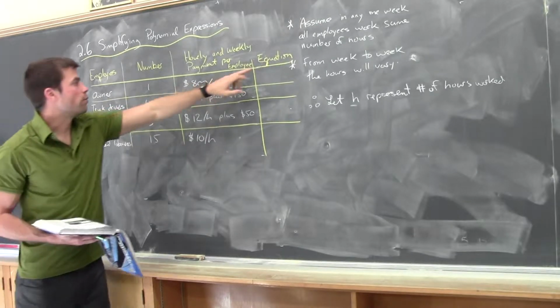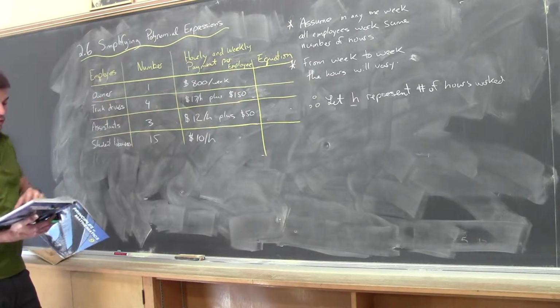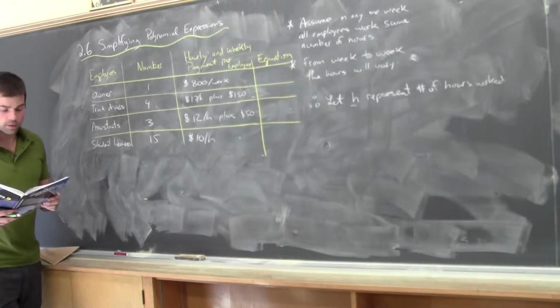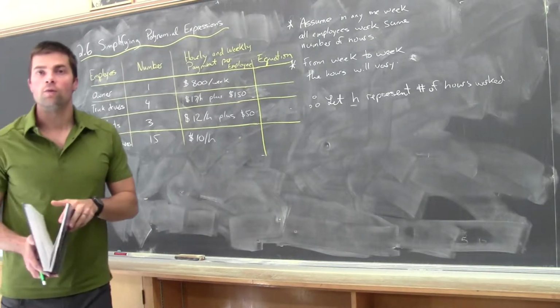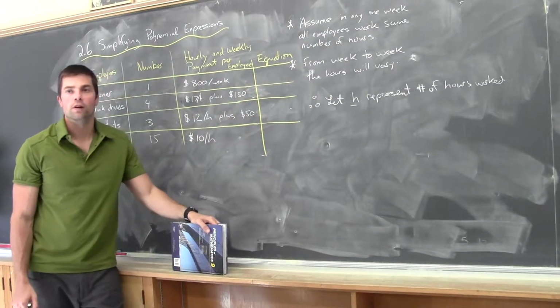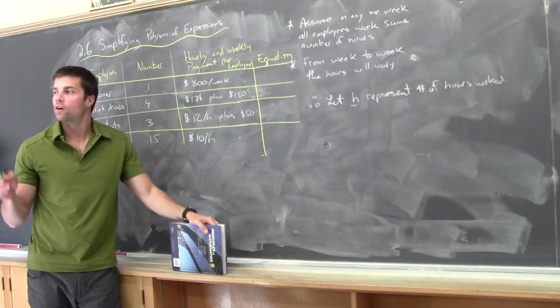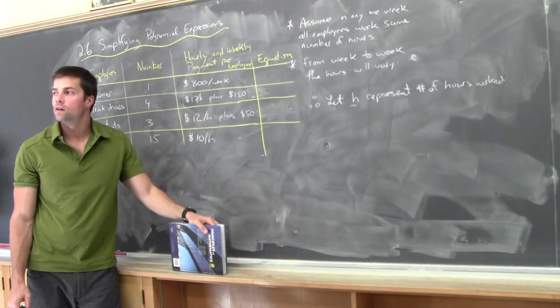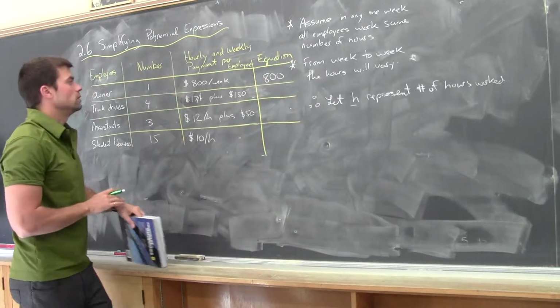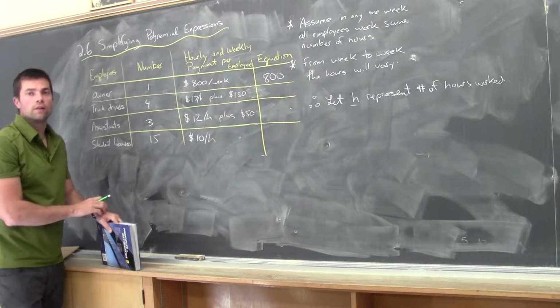So if I want to create an equation just for the owner, he makes $800 a week. And it doesn't matter how many hours he works. What do you think the number I would put in here? It's not variable, right? It's just 800. There's nothing that changes, okay? Because he makes 800 per week, every week.